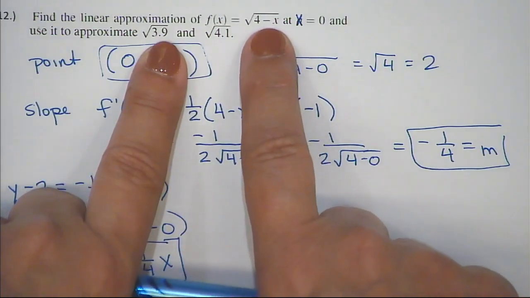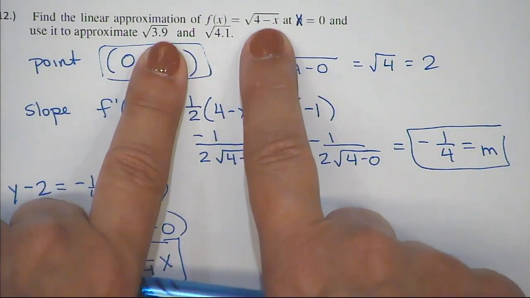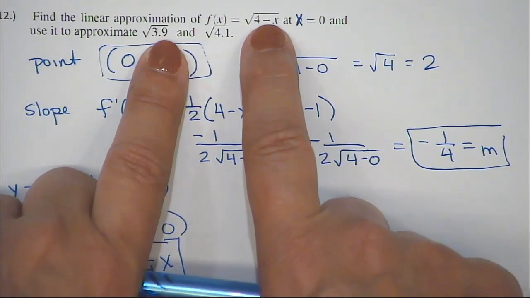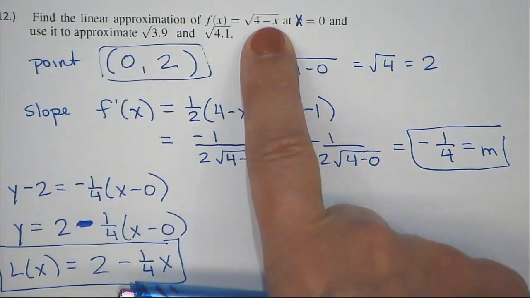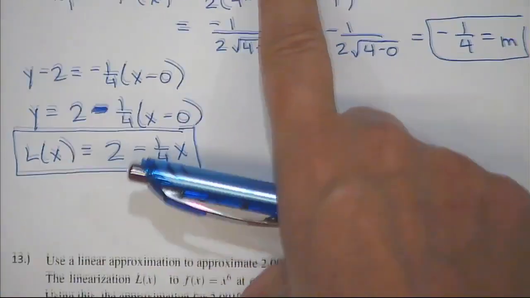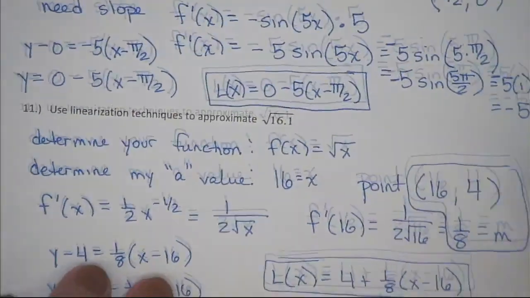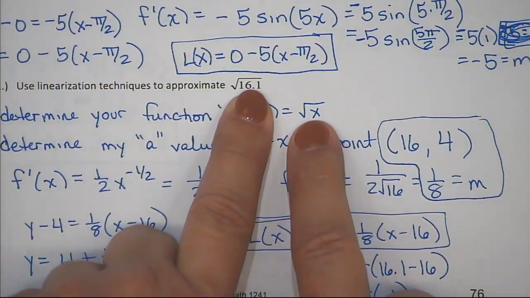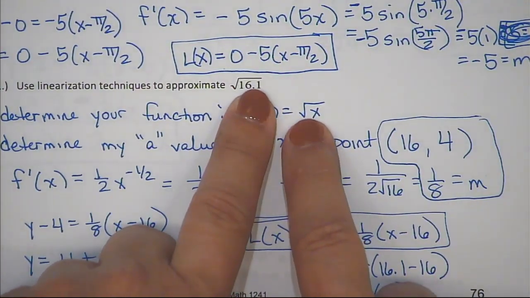4 minus 3.9? Not 4 minus what? 0.1. 0.1, right? What's 4 minus 0.1? 3.8. So that's what you need to plug into here. That's why this is real important. So the very last one we did, the function was square root of x. So we used 16.1 because that made that equal to that.